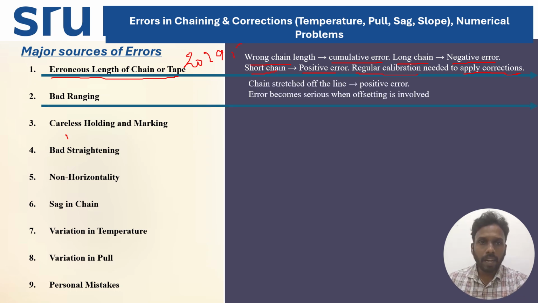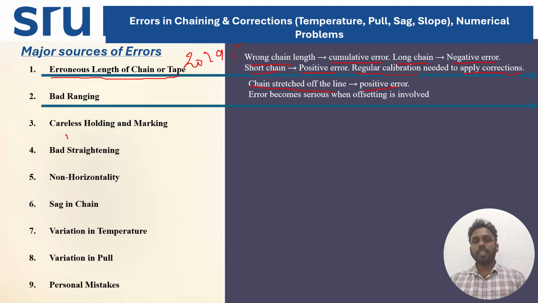So next one is bad ranging. If your ranging is not done properly, so if your chain is stretched off the line, so if you are measuring a distance and it is not in a straight line and you are stretching your chain in opposite directions, then that also leads to error. That's due to bad ranging. So this is a positive error, right?